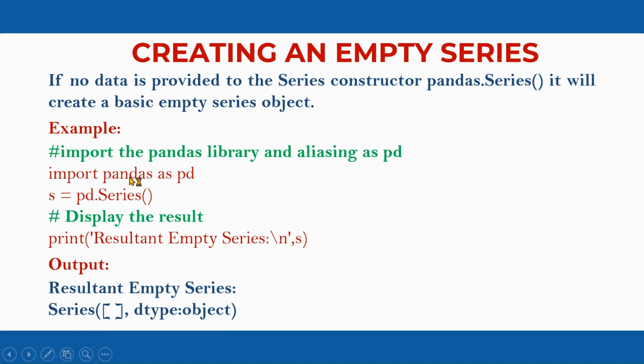So we create an alias name for pandas called pd, and if you call pd.Series, the default constructor where you don't have any elements, that is nothing but creating an empty series. Then you print that, and you can see no elements are available.